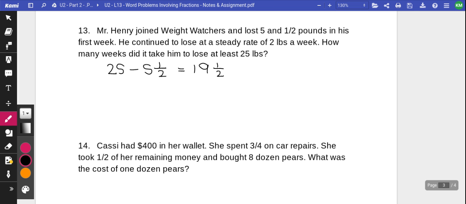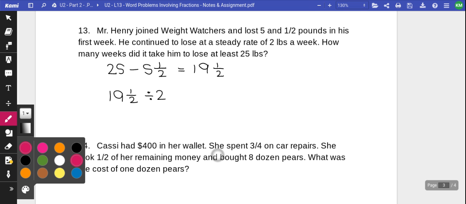So you could also then take this and say, I just want to see how many times I have to divide this by 2. So 19.5 divided by 2 would give me the rest of the weeks. So this one here was week 1. 19.5, using your calculators, divide by 2. Sydney? 9.75. Or 9 3/4.